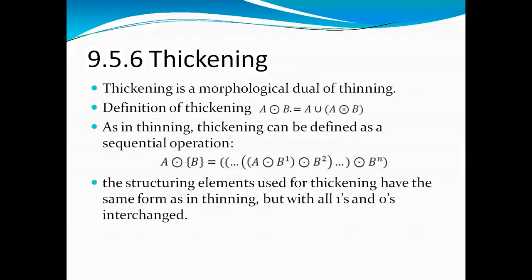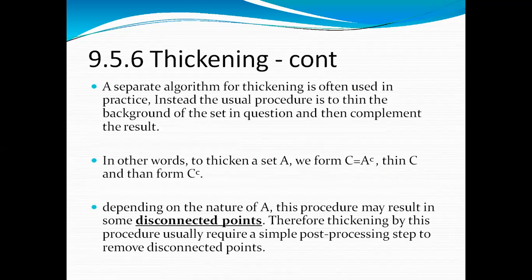The next thing we have to define is thickening. Thickening is the morphological dual of thinning. The definition of thickening can be given as a sequential operation. The structuring elements used for thickening have the same form as in thinning, but with all ones and zeros interchanged. In morphological image processing, thickening plays an important role, which is defined using structuring elements. Similarly, a separate algorithm for thickening is used in practice.